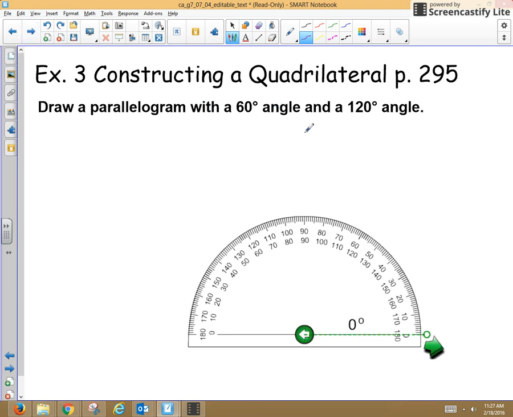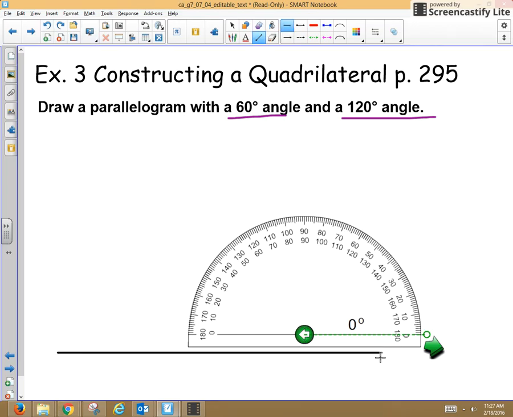Now we're going to learn how to construct a quadrilateral on page 295. We're going to draw a parallelogram with a 60-degree angle and a 120-degree angle. So our first step when we construct is always to start with a straight line. Let me go back and do a solid line. So here's my straight line.